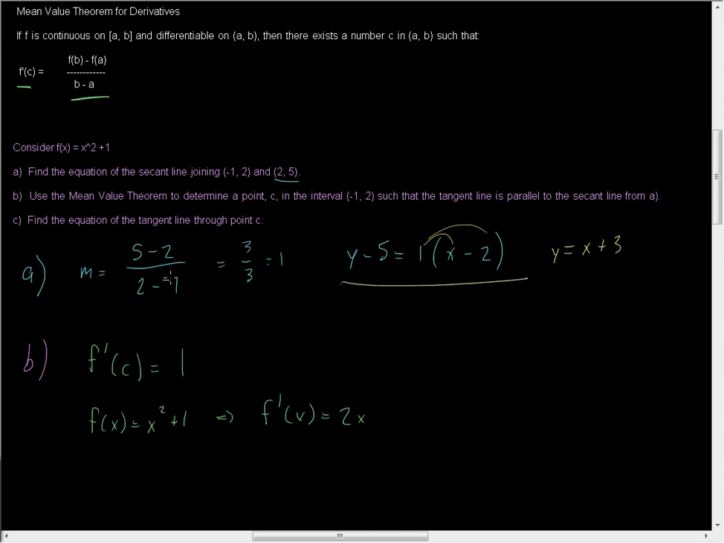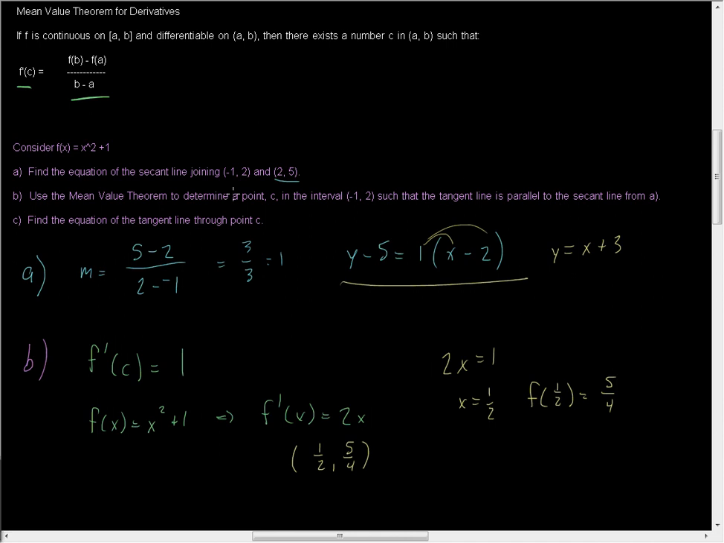All right, so now we use all of that to determine where 2x is equal to 1. Well, where x is 1/2, and so if we put this back into the function, f of 1/2 is equal to 1/4 plus 1, which is 5/4. So part B says, determine a point. The point is (1/2, 5/4), such that the tangent is parallel to the secant line.